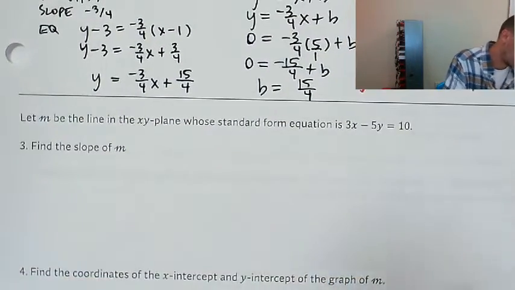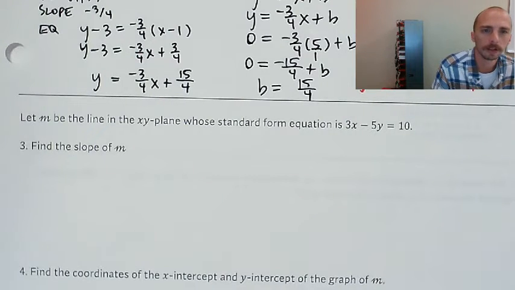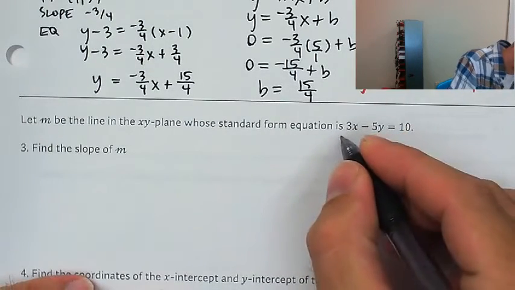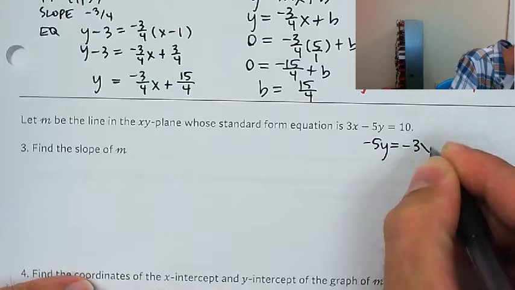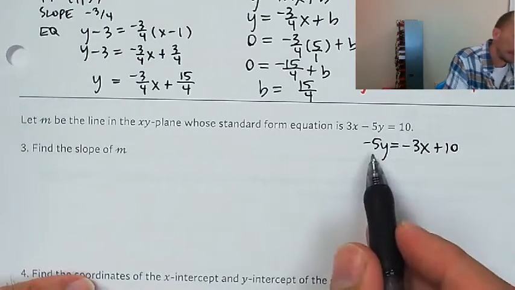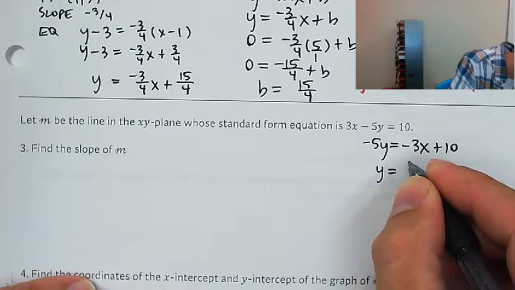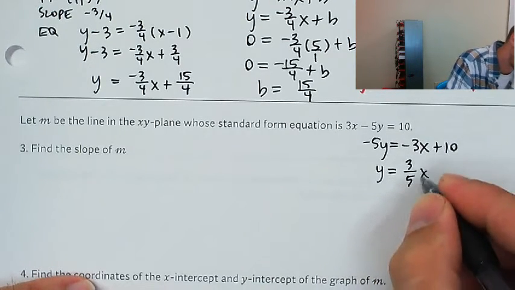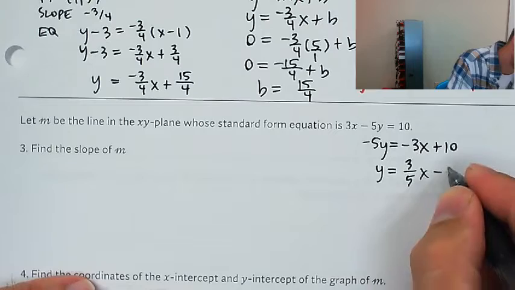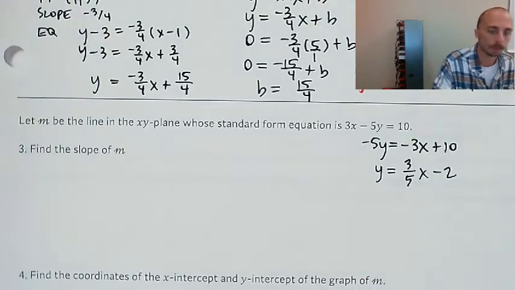For me, I'm going to just solve for y in terms of x, isolate y. So I'm going to do that by subtracting 3x from both sides, and then dividing everything by negative 5. So negative 3 over negative 5 is positive 3 over 5. And then 10 divided by negative 5 would be negative 2. Right? We've got to divide everything. Okay, so I know that the slope is going to be 3/5.